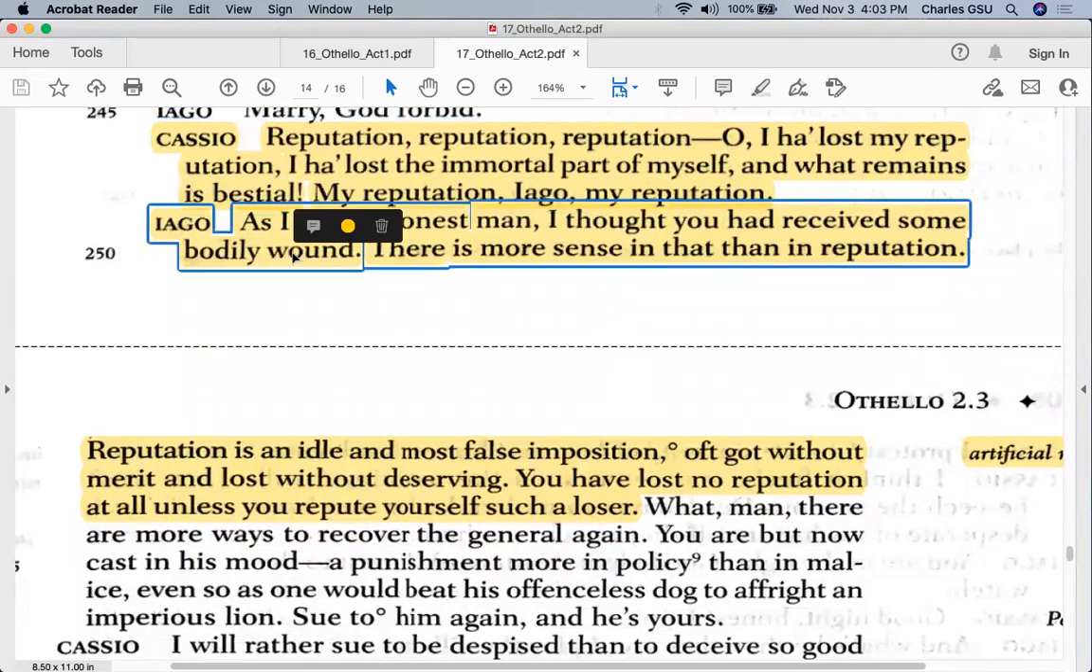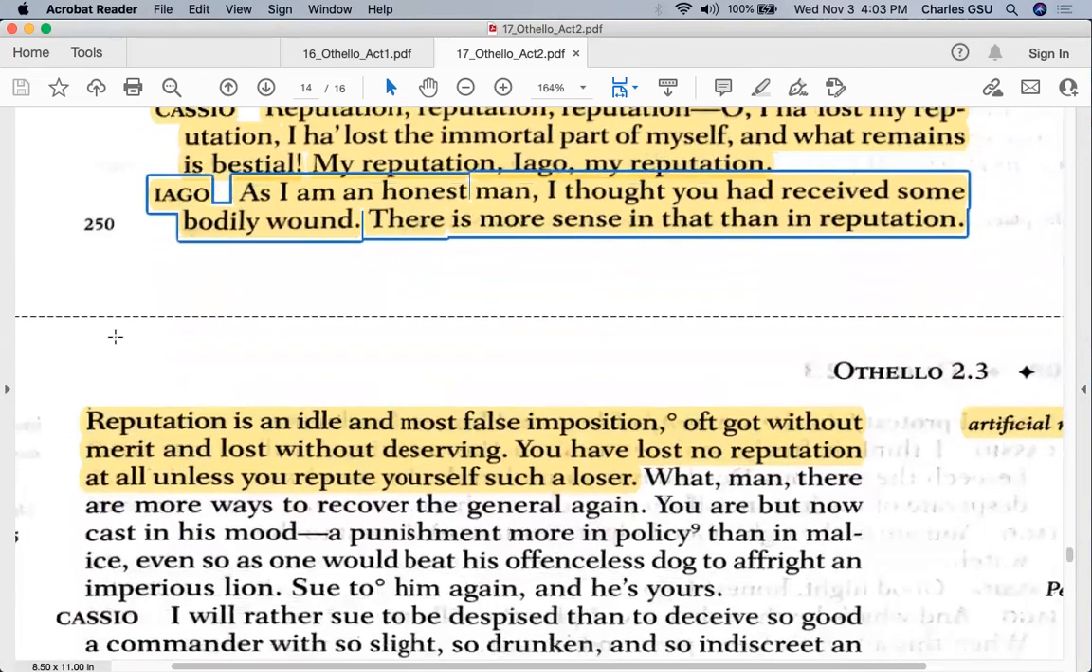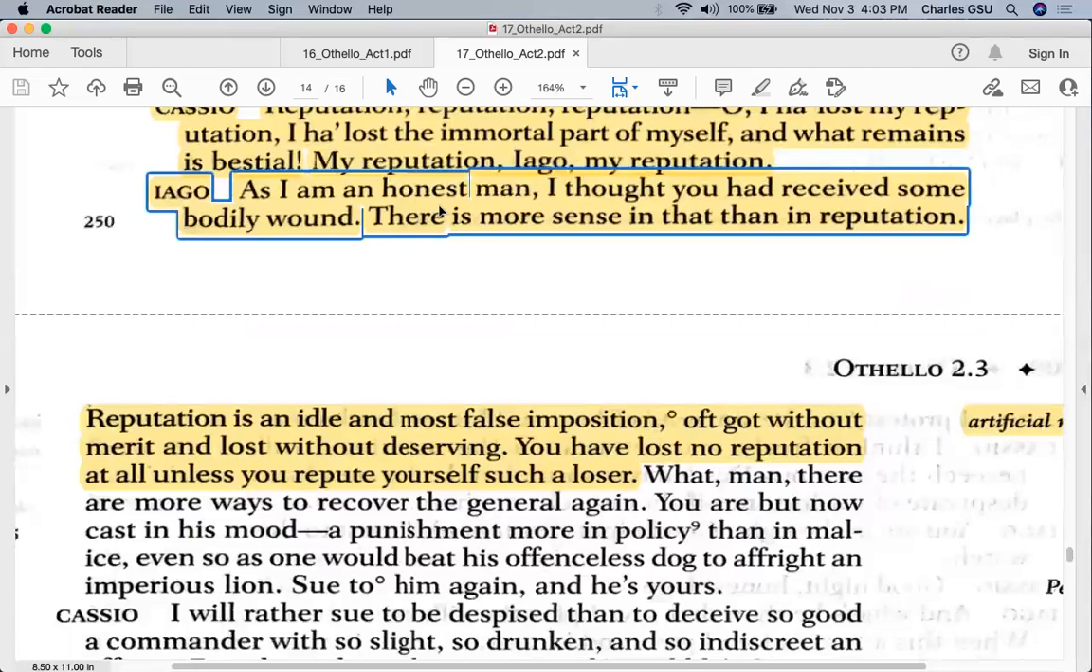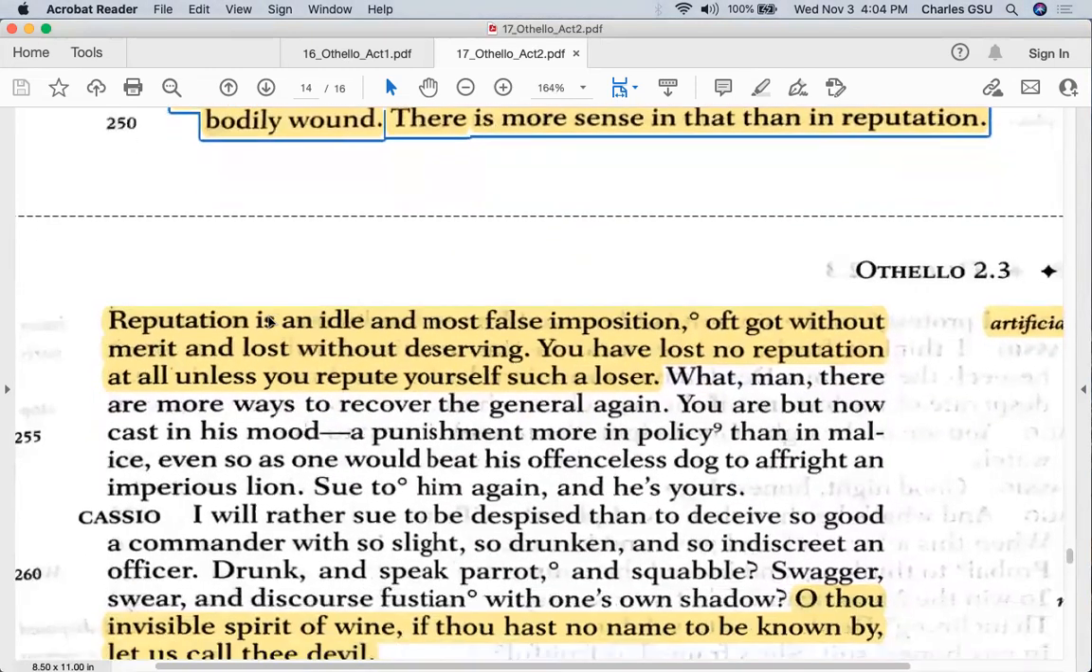And Iago says here very famously something that is quite true. Well, first of all, he makes a joke. He says, "As I am an honest man, I thought you had received some bodily wound. There is more sense in that than in reputation." He means here both bodily sense, but also logic, in being wounded than in reputation. So he's like, I thought you had been wounded, the way you're kind of whining here.